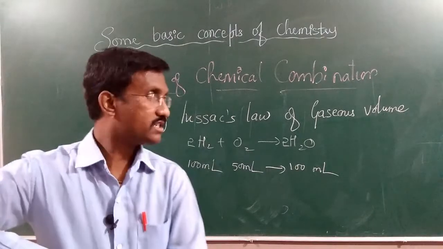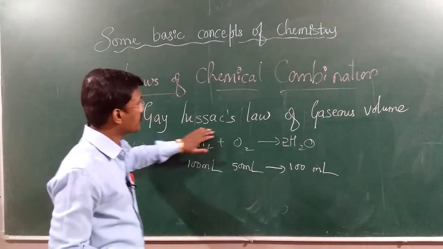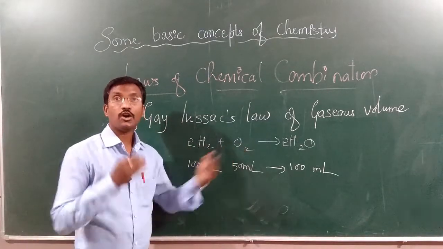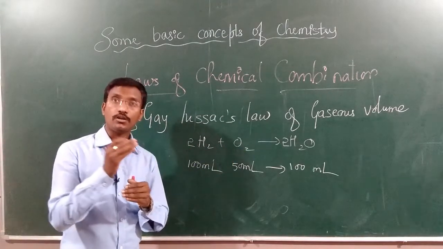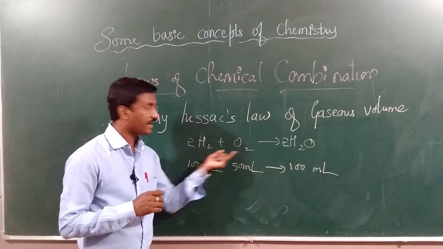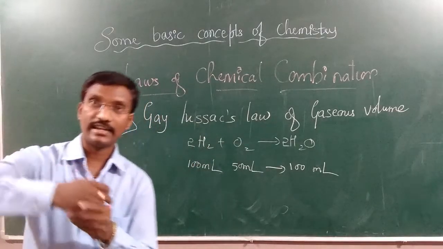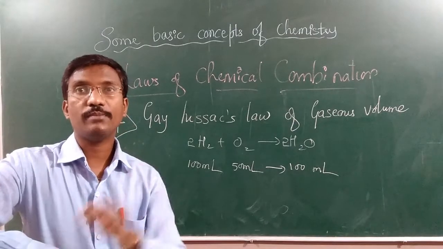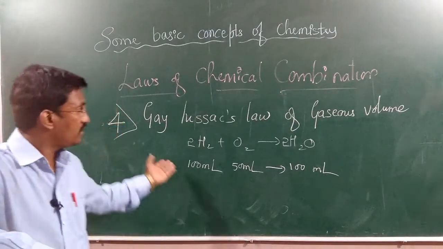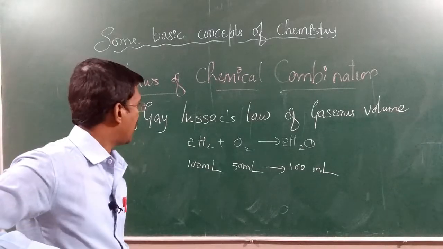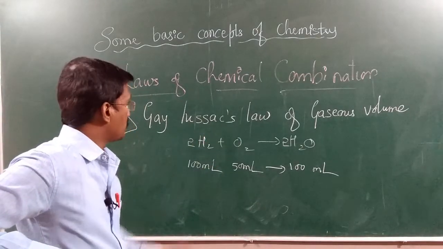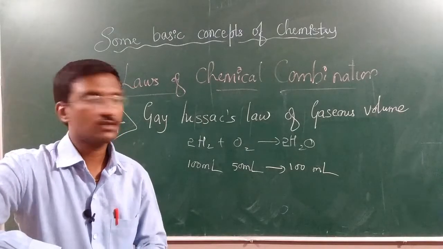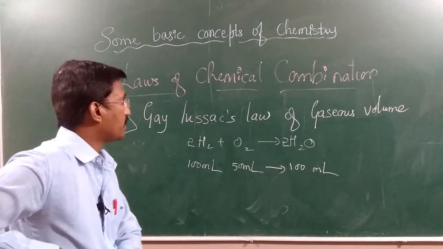So what Gay-Lussac's law of gaseous volume says is that when a chemical reaction has gaseous reactants or products, they combine in a ratio such that a fixed volume ratio will be considered. It is on the basis of the balanced chemical reaction. Are you getting this point? In Gay-Lussac's law, the volume of the gas is based on the molecules. So this is about Gay-Lussac's law of gaseous volume.